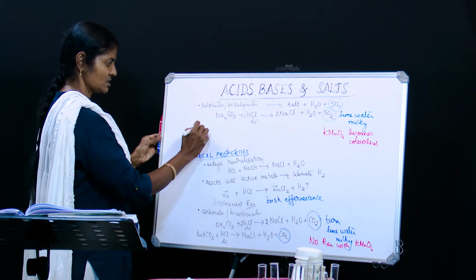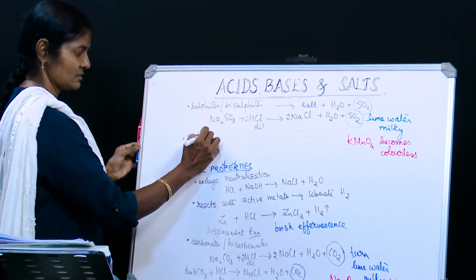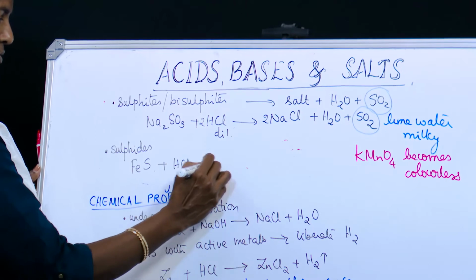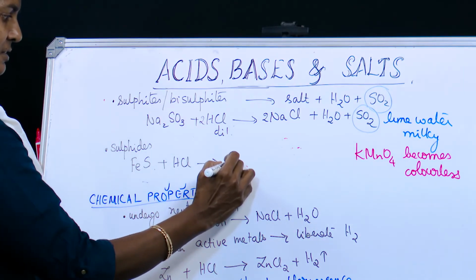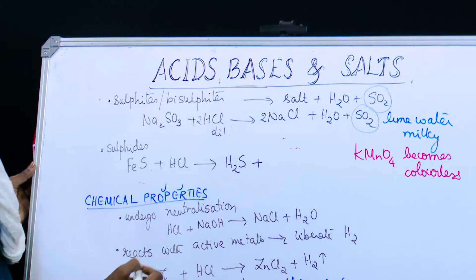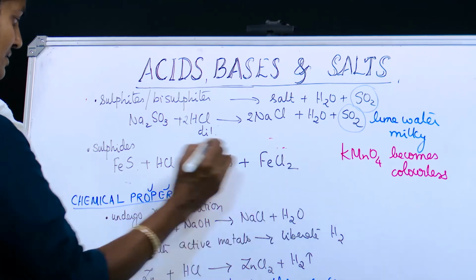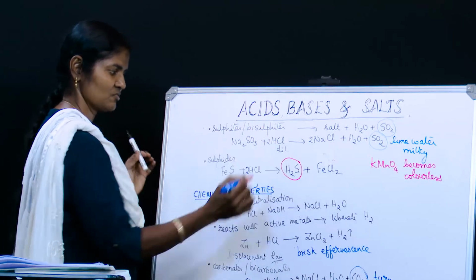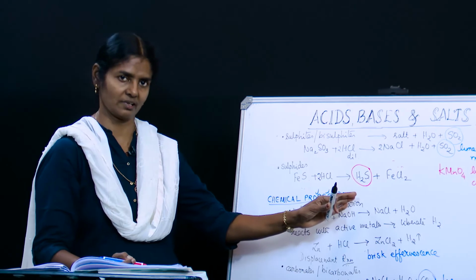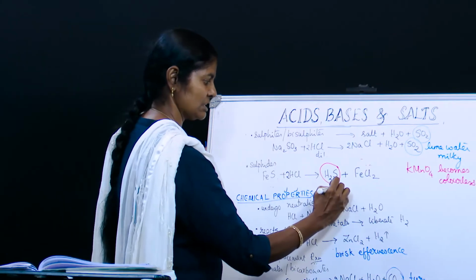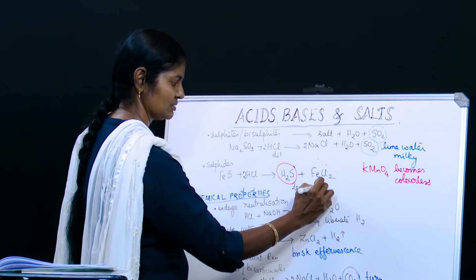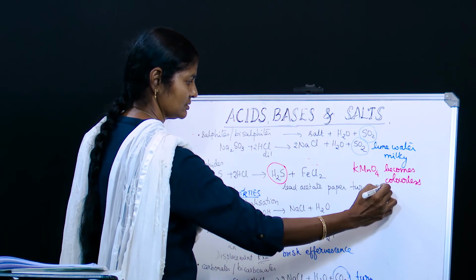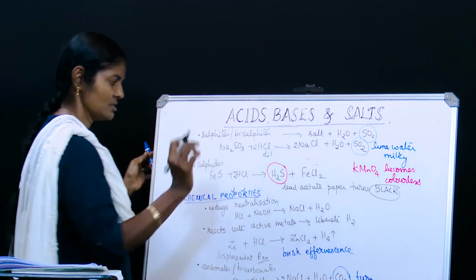The last one that we see here is with sulfides. Okay, for example, if you take iron sulfide, when this reacts with dilute hydrochloric acid, you would get rotten egg smelling hydrogen sulfide gas and iron chloride. Now from the smell we can find out that it is hydrogen sulfide. Not only that, when you pass it over lead acetate paper, it will turn black. Okay, so that is the identification for hydrogen sulfide.